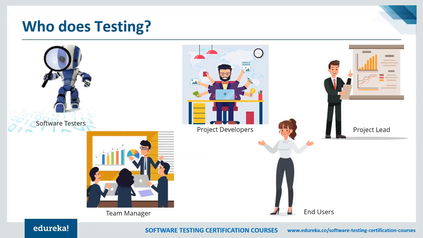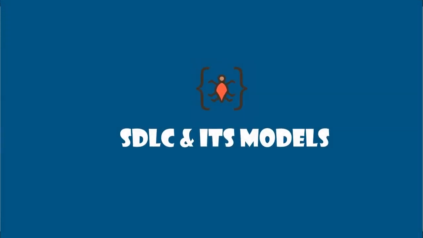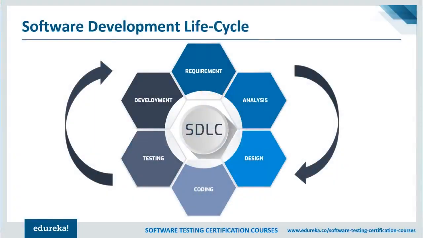Having understood this, let's see what is software development lifecycle. Software development lifecycle is a process used by the software industry to design, develop, and test high-quality software. SDLC, that is software development lifecycle, aims to produce a high-quality software that meets or exceeds customer expectations, reaches completion within time and cost estimates. As you can see here, it involves many phases, and let me explain each of these phases.